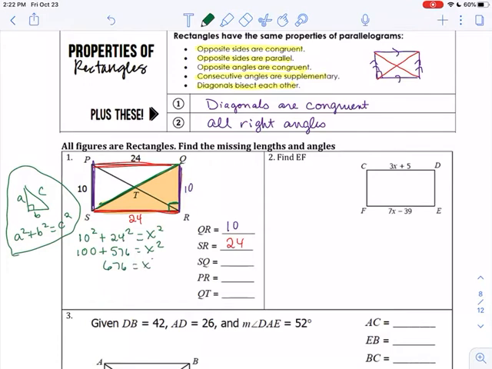All right, so 10 squared is 100. 24 squared is 576. 100 plus 576, just use a calculator for all of this, is 676. And then to get x by itself, I'm taking the square root of 676, which is 26. So SQ is 26.